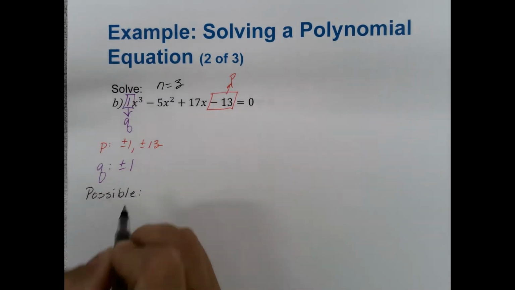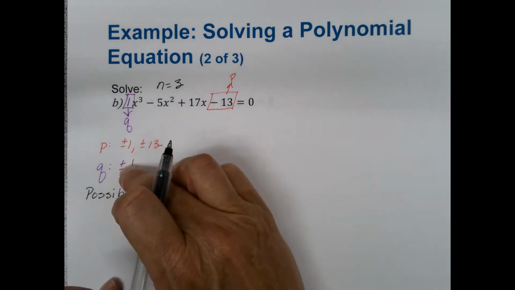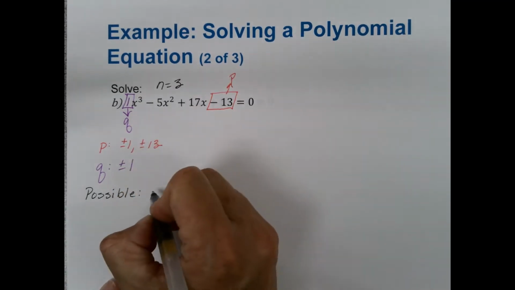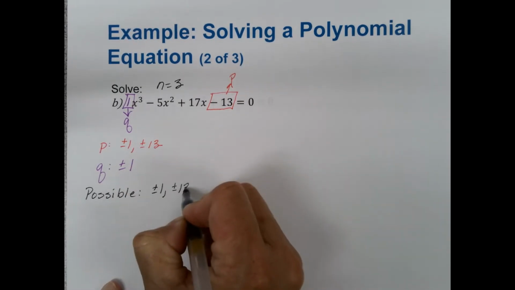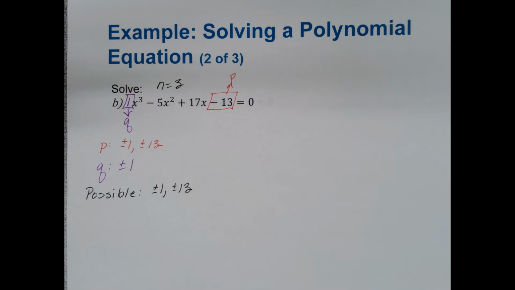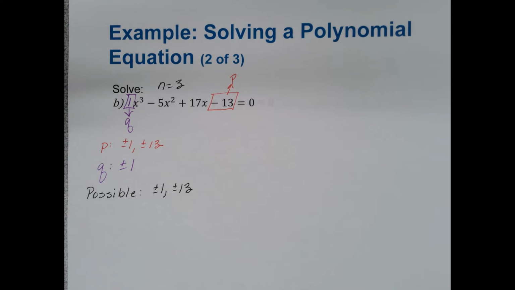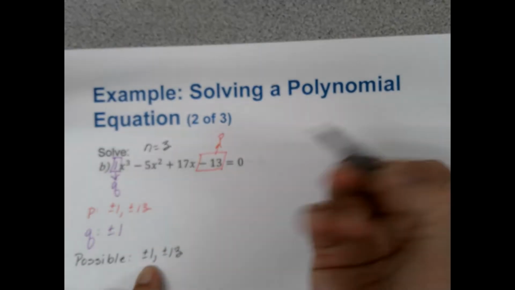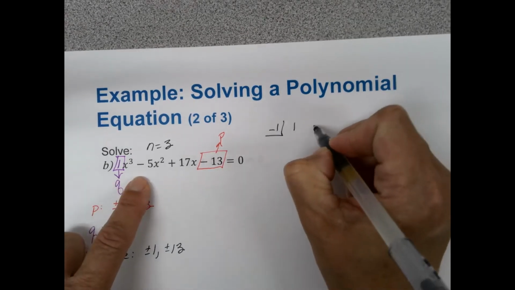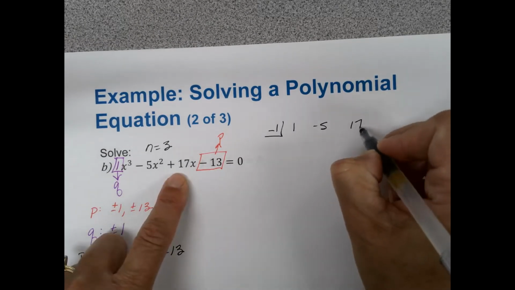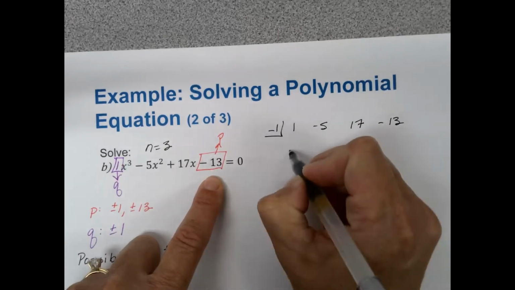So the possible rational zeros, p's over q's. Plus or minus 1 over plus or minus 1, that's plus or minus 1. Plus or minus 13 over plus or minus 1, that's just plus or minus 13. Now we go with synthetic division. I'll start with 1 or -1. It doesn't matter which one. Let's go with -1. My coefficients are 1, -5, positive 17, and negative 13.